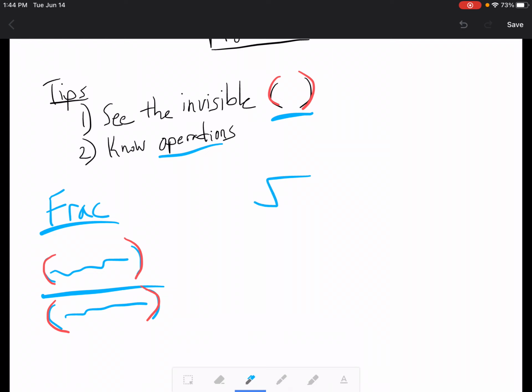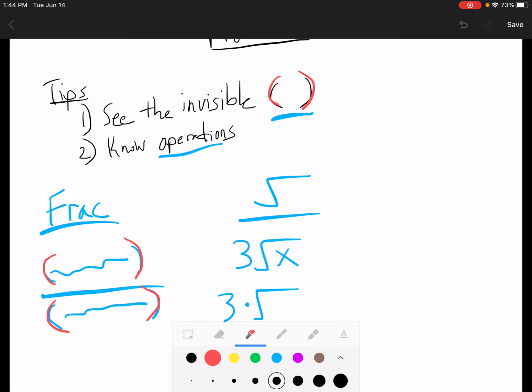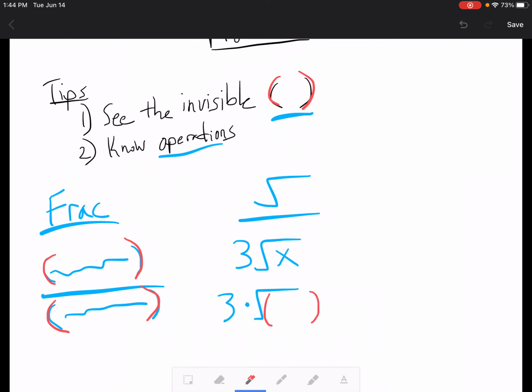Okay, and so a couple things we need to know about square roots is that if we have something next to a square root, there's an invisible multiplication sign. So if I say something like 3 square root, let's just say x, really what I'm saying is 3 times whatever is in my square root. Now, knowing about invisible parentheses, it's also helpful to remember that inside your square root is a set of invisible parentheses, meaning you got to zone in on all this stuff before you do anything else.